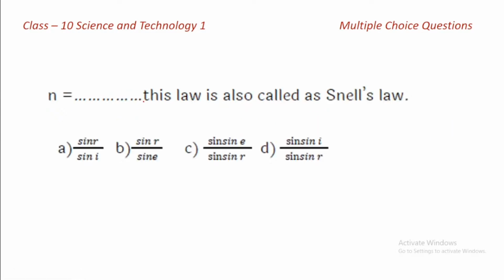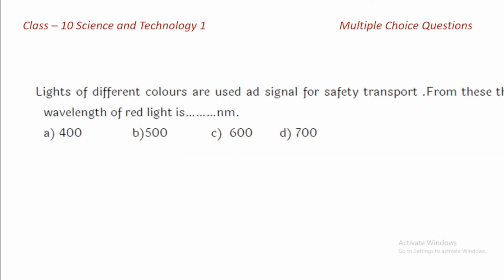N is equal to dot dot. This law is also called Snell's law. So these are the 4 options given. So for option D, we have to make some corrections here. It is sin I divided by sin R. So N is equal to sin I divided by sin R, that is option D, which is called Snell's law. So for this question, N is equal to sin I divided by sin R. This is the correct answer.